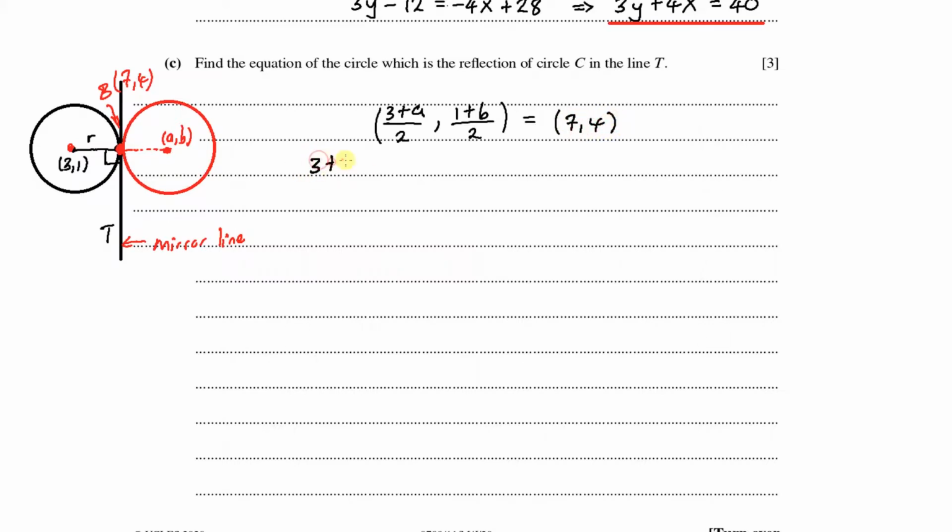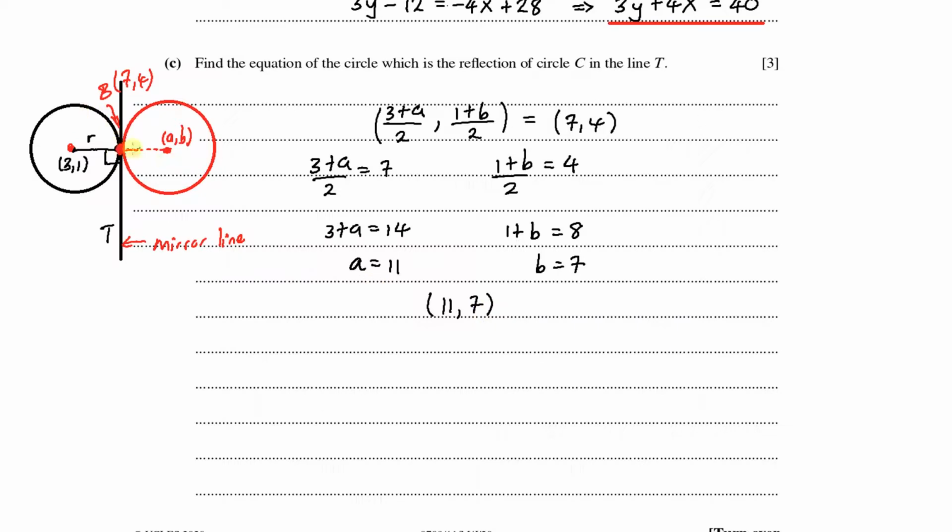Which means 3 plus A over 2 should be equal to 7, and 1 plus B over 2 should be equal to the y coordinate, that's 4. So here we can solve for A, so that's 3 plus A is equal to 14, multiplying both sides by 2, and subtracting 3 from both sides, A comes out as 14 minus 3, which is 11. And for here, multiplying both sides by 2, we get 1 plus B is equal to 8, so B is equal to 7. So we now have the coordinates of the center of the reflected circle, which are 11 and 7.